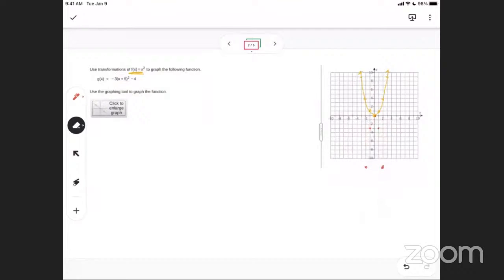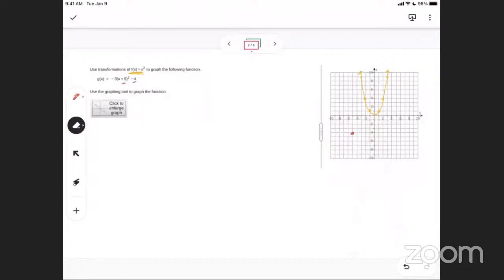But I'm not going to draw those in because what else does this do? What else do the 5 here, the +5 and the -4, what do those do? Oh, the 5 is going to move it to the left 5, and the 4 is going to move it down. Good. So I would normally go left 5 and down 4. So my new point is going to be right here at -5, -4. That is your vertex. -5, -4. There's my vertex.